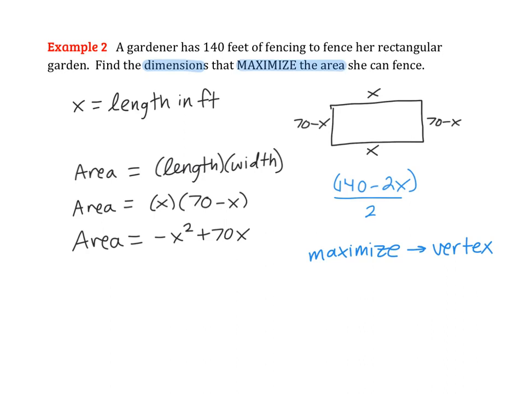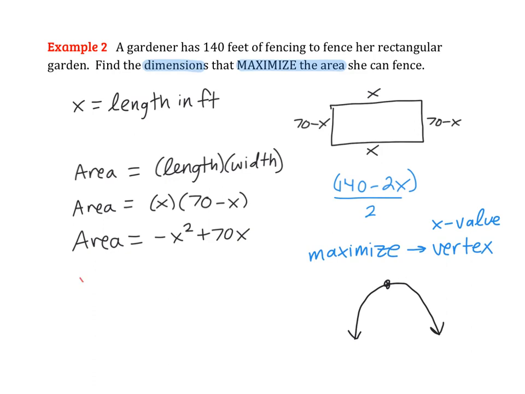Now just to give you kind of a visual, again, we have a parabola that is downward facing. And since they actually would like us to say the dimensions that maximize, we're going to be looking just for the x value of the vertex, because the y value, of course, would represent the area. And they don't actually ask what is the maximum area. They want the dimensions that maximize it.